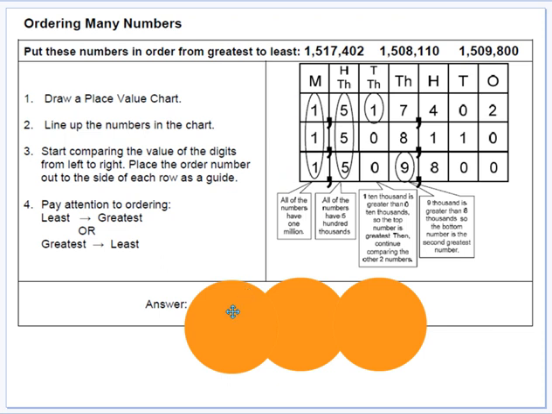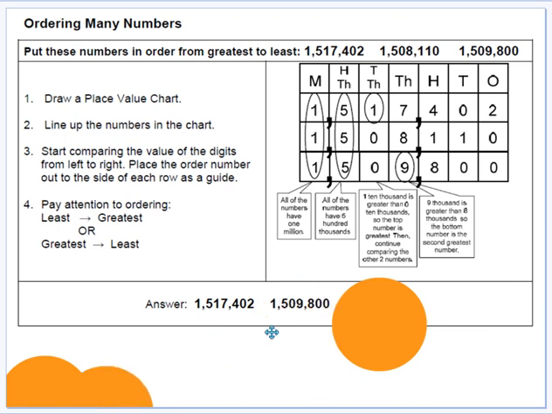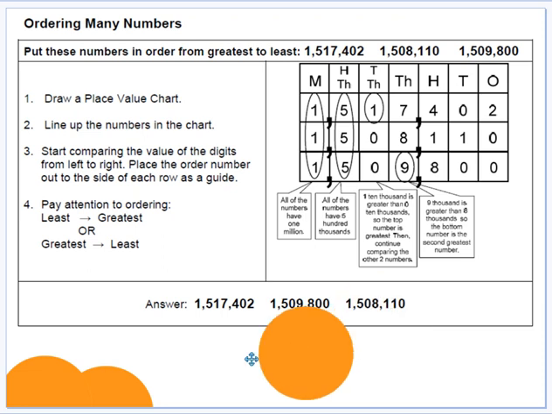So we should have 1,517,402 is the largest or greatest number. And then we should have 1,509,800 as our second largest number. And then we should have 1,508,110 as the smallest number. And so it's very easy to compare and order our whole numbers. All we have to do is draw our place value chart, put our numbers in the place value chart, and then start comparing place values or digits from left to right in our place value chart.